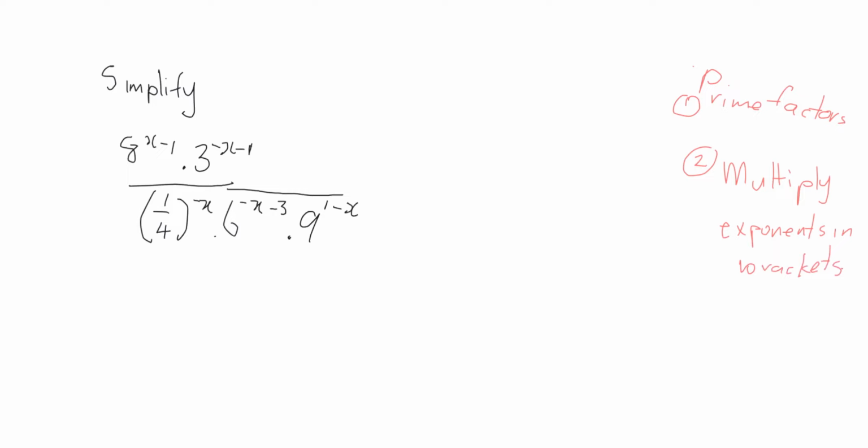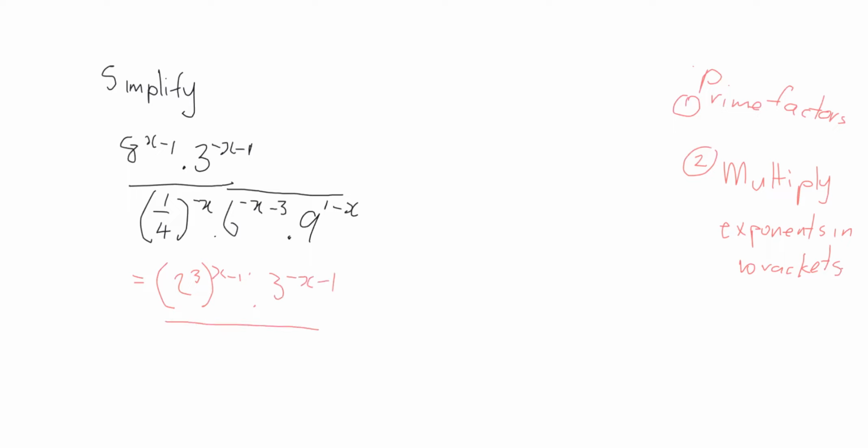So let's see. What we are going to do is find out what is the prime factor of 8. Remember that your 8 can be written as what? This 8 can be written as 2 to the power of 3, because 2 to the power of 3 is the same as 8. So this is x subtract 1, multiplied by 3 to the power of negative x subtract 1, because here there is no prime factor, right?